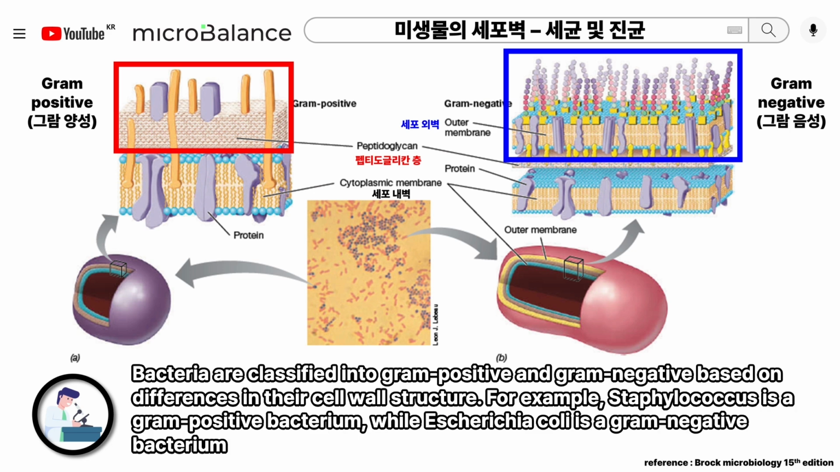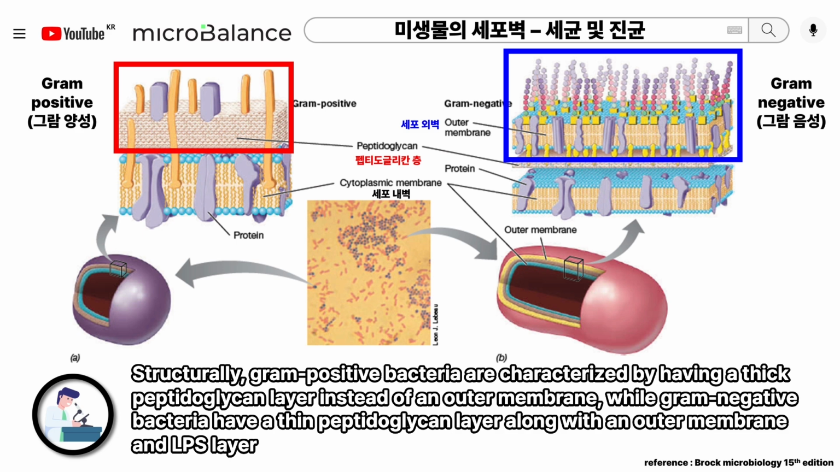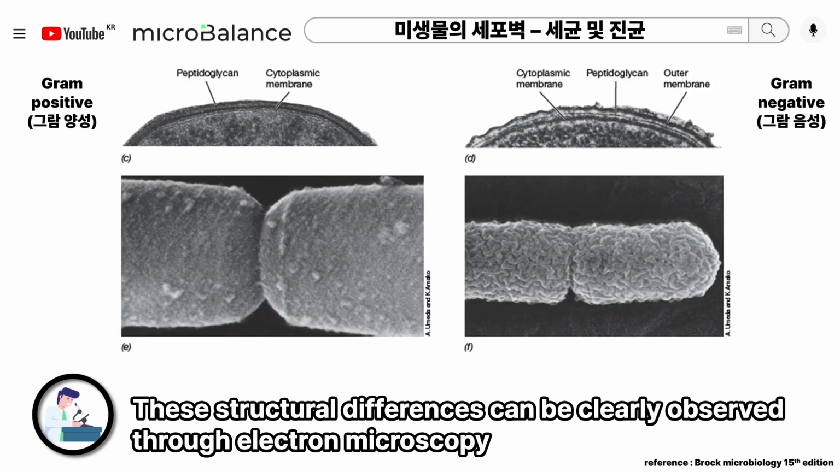Bacteria are classified into gram-positive and gram-negative based on differences in their cell wall structure. For example, Staphylococcus is a gram-positive bacterium, while Escherichia coli is a gram-negative bacterium. Structurally, gram-positive bacteria are characterized by having a thick peptidoglycan layer instead of an outer membrane, while gram-negative bacteria have a thin peptidoglycan layer along with an outer membrane and LPS layer. These structural differences can be clearly observed through electron microscopy.